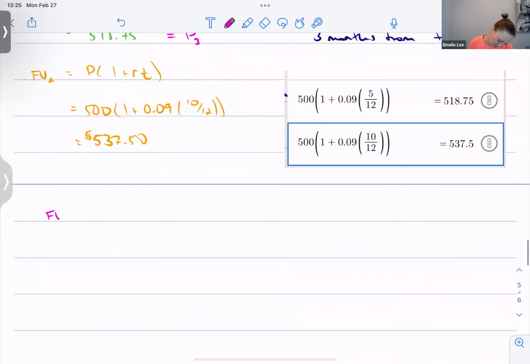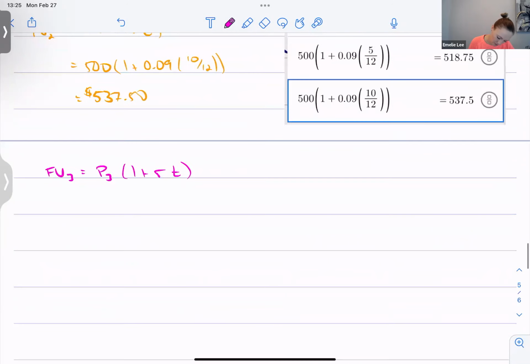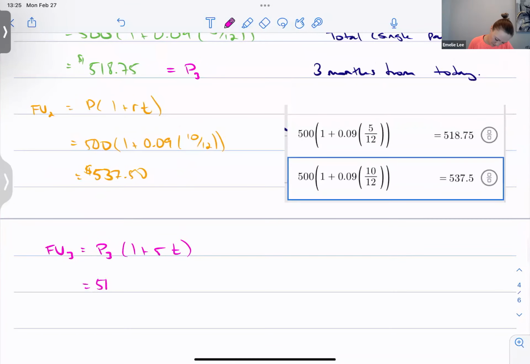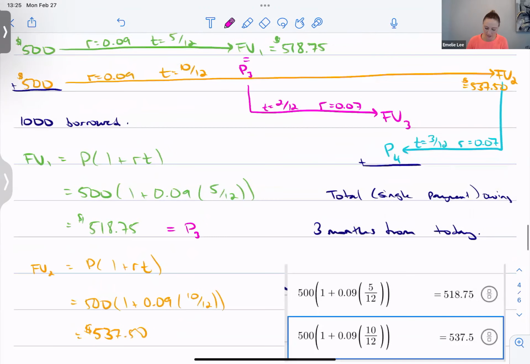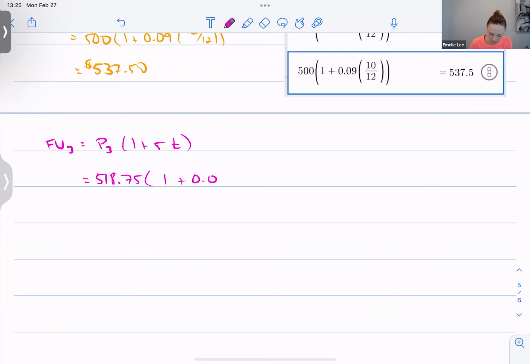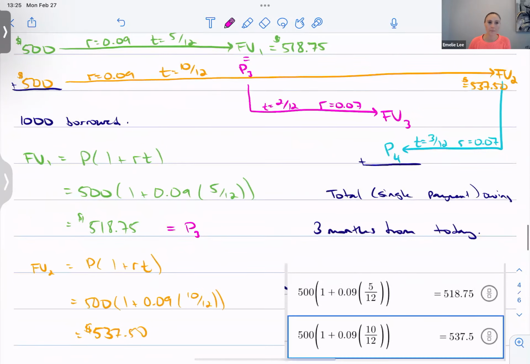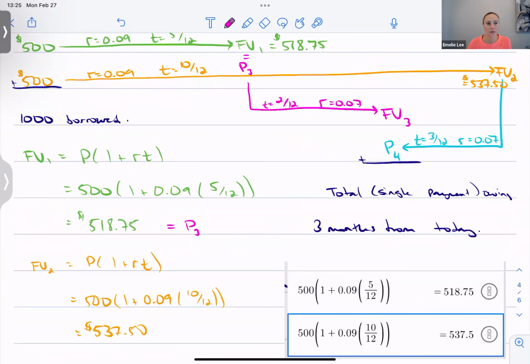So future value 3 is P3 times 1 plus R times T, which is 518.75 times 1 plus, and just pay attention to the rate change, right? It's 7% now, just checking. And for 2 months. Yeah, just confirming.